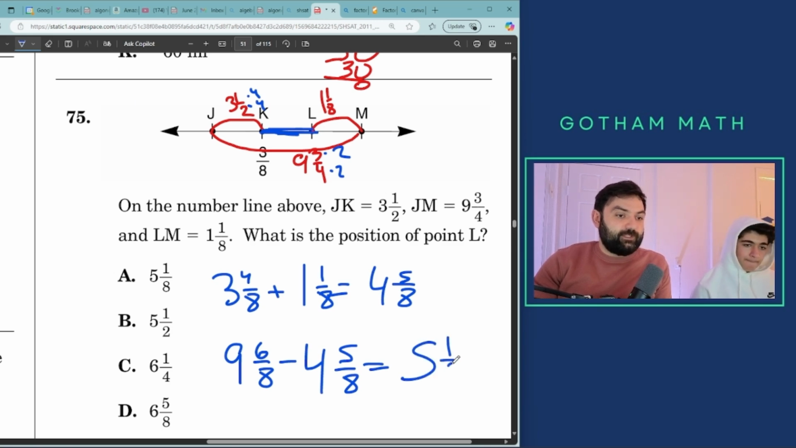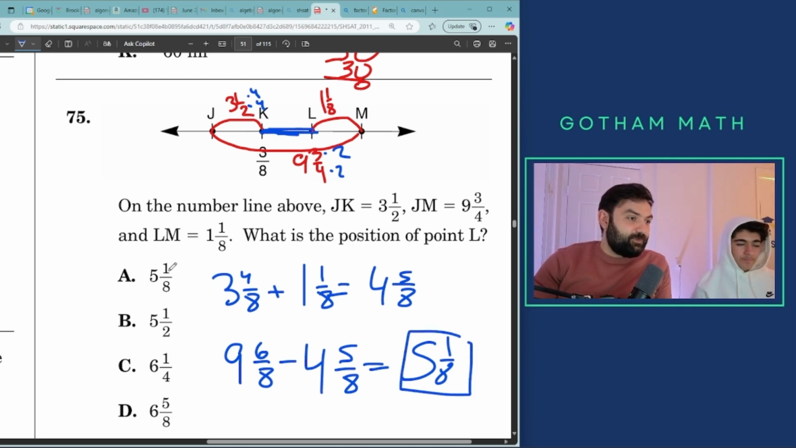5 and 1/8 that we're going to have to add to the 3/8, right? Remember I told you that we just found 5 and 1/8. By the way, this is not the answer. This is a trap. 5 and 1/8 is the distance from K to L, but not the position of L. What does position mean? Like where it is on the number line.